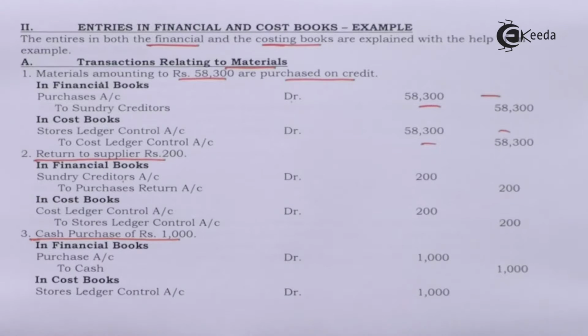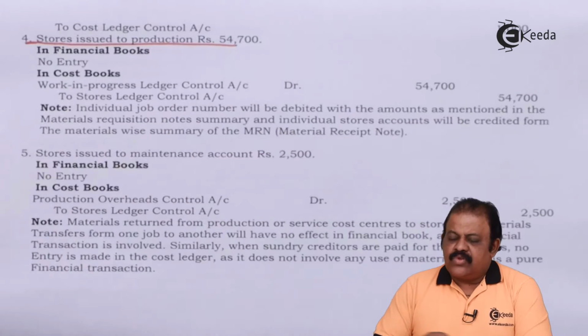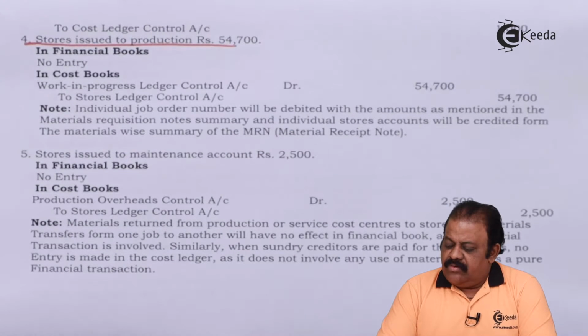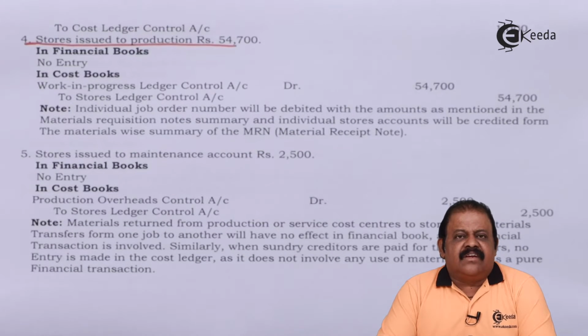Cash purchases of rupees 1,000. In financial book, our entry will be purchases account debit to cash. In cost book, our entry will be store ledger control account debit to cost ledger control account. Stores issued to production, rupees 54,700.